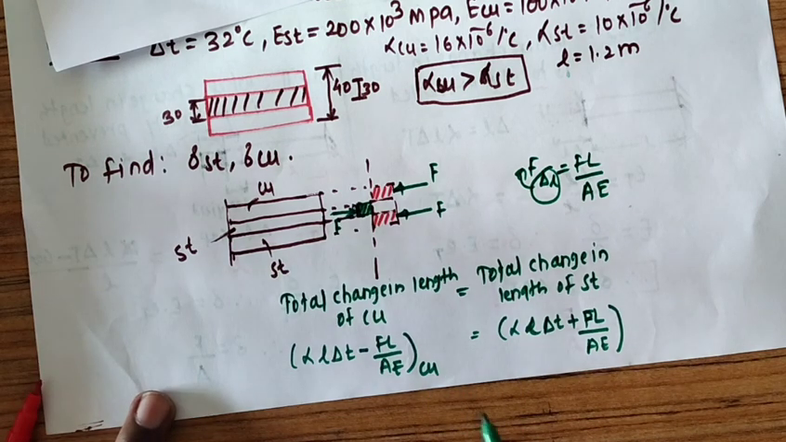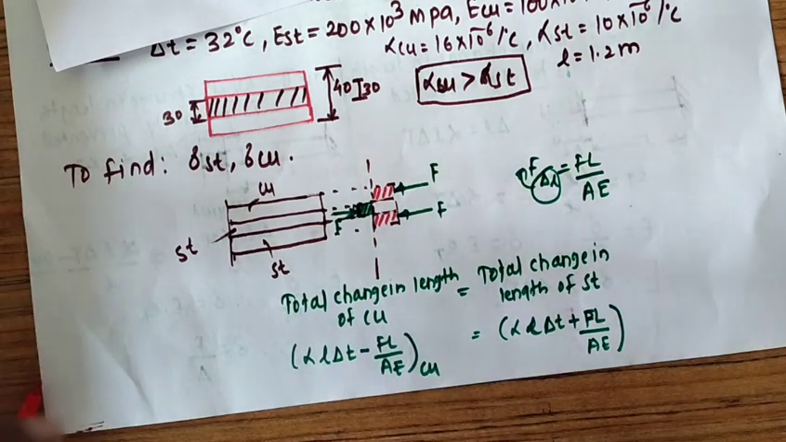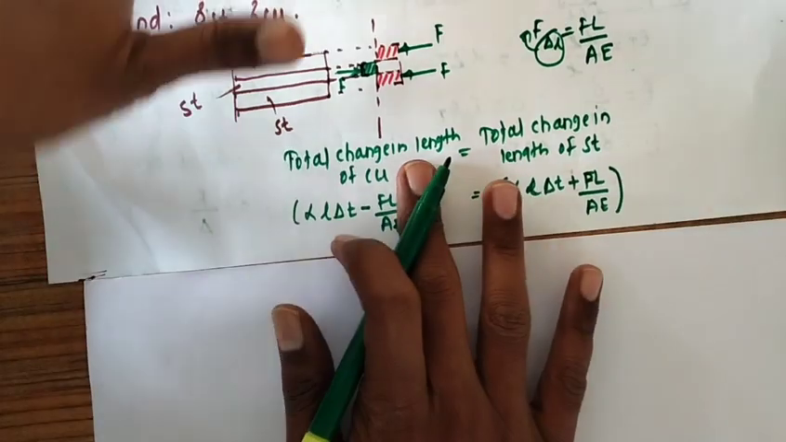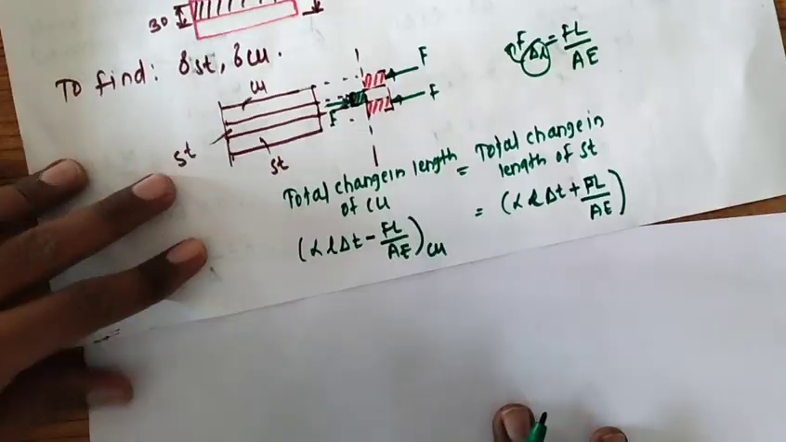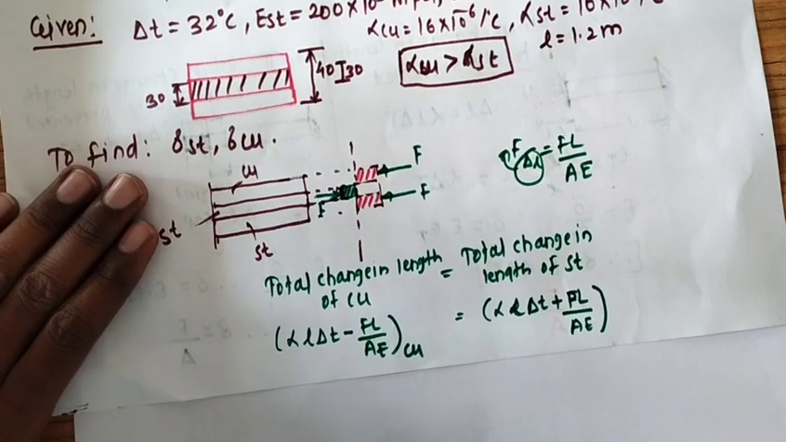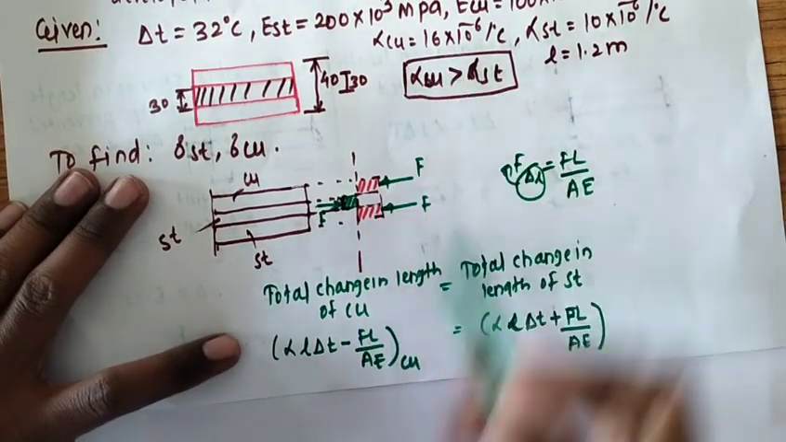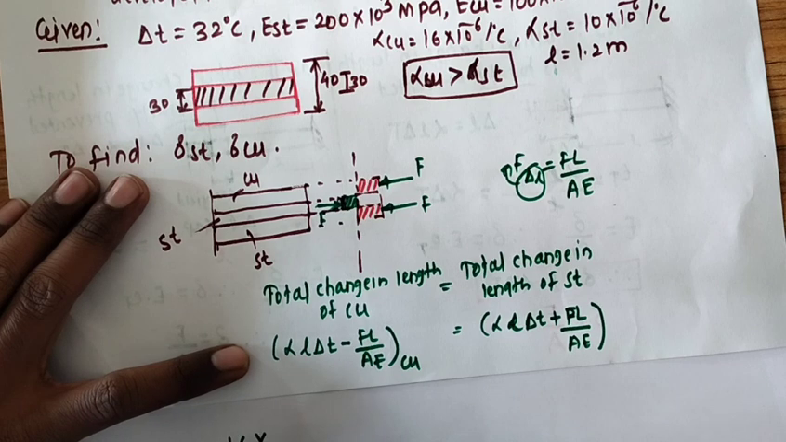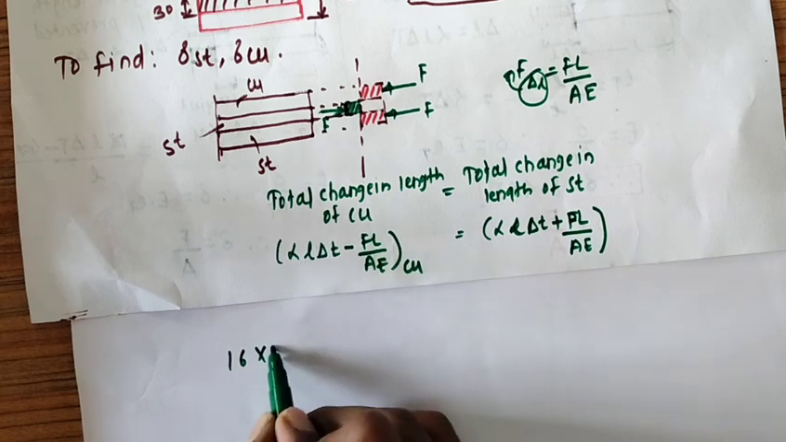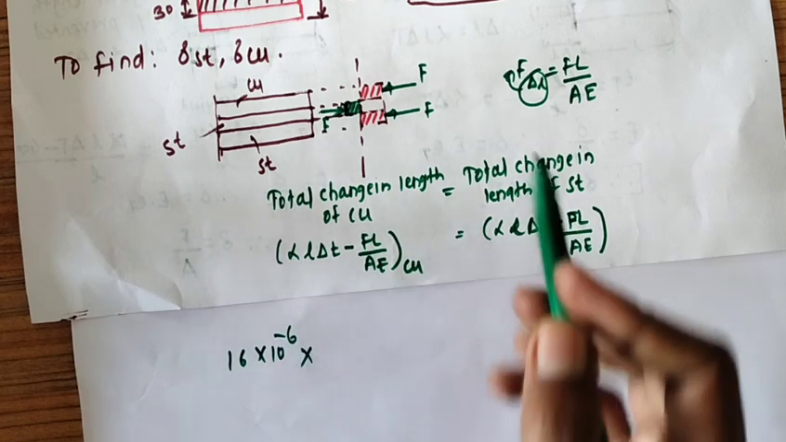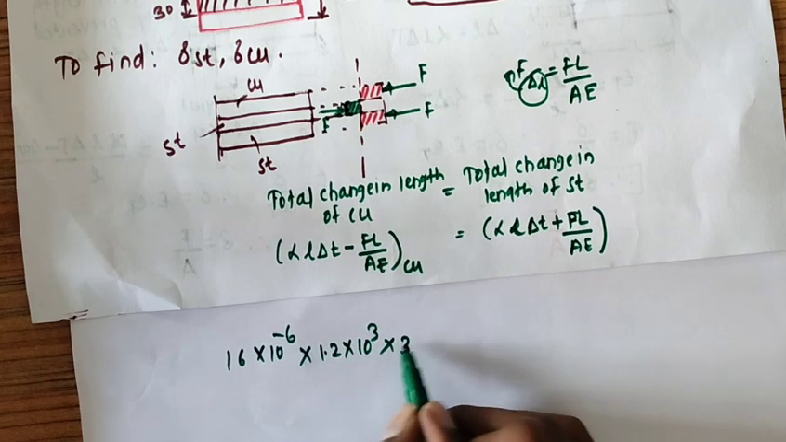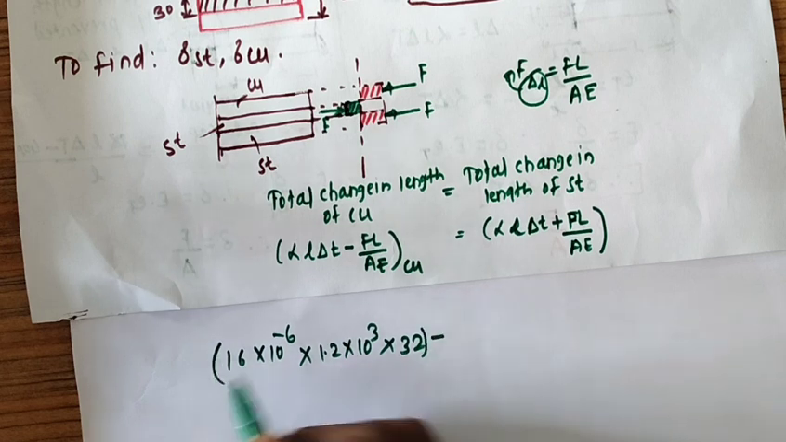here we put the values that are given. So alpha of copper, we know the value. Copper alpha is 16 into 10 raised to minus 6, into length, which is the same, 1.2 into 10 raised to 3, into delta T. Delta T is also the same, 32, minus F L upon A.